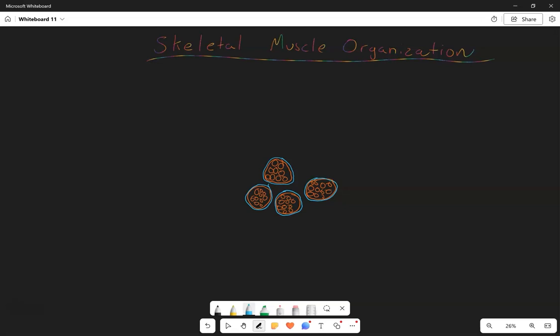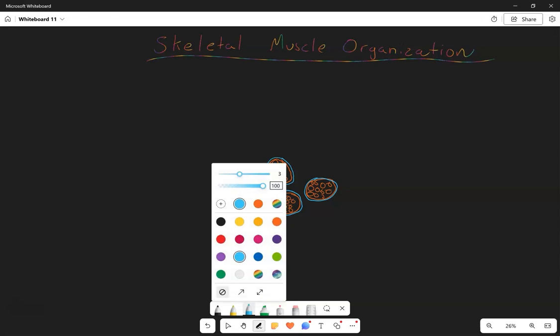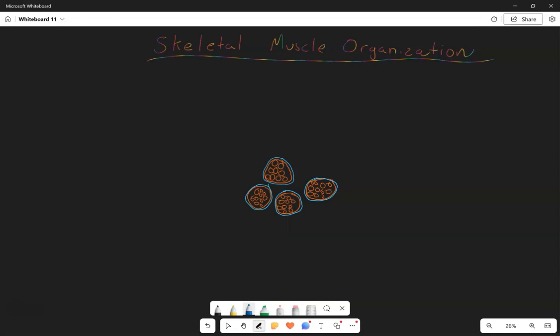Now, a group of these muscle cells is going to be grouped together, and it's going to be surrounded by another band of connective tissue, like so, and grouped together. This grouping is what we refer to as a fascicle, and that fascicle is surrounded by a band of connective tissue called the perimysium.